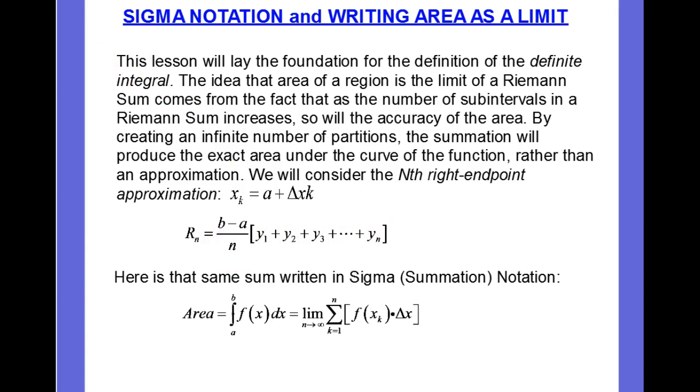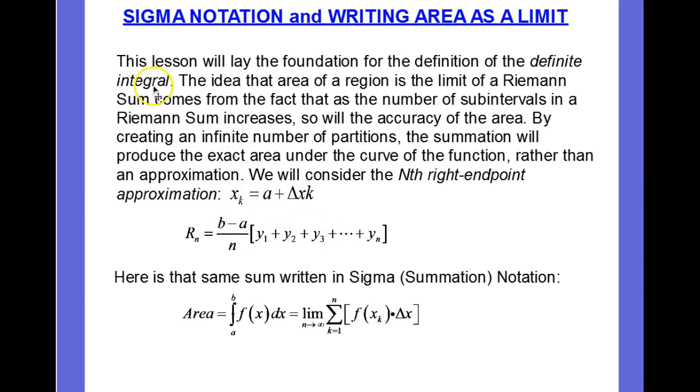Now what about the exact area? Well, to do that, we're going to have to find these y values by using the function. And so y1 is actually going to be f of x1, where x1 is the x value corresponding to my first rectangle or my first subinterval. And so xk, x sub k, this is the expression that we use to represent the x value that corresponds to the given y value.